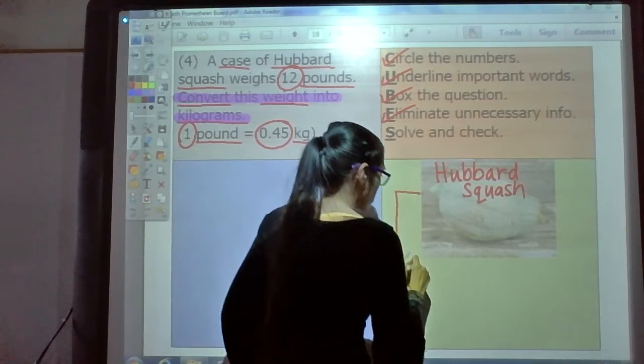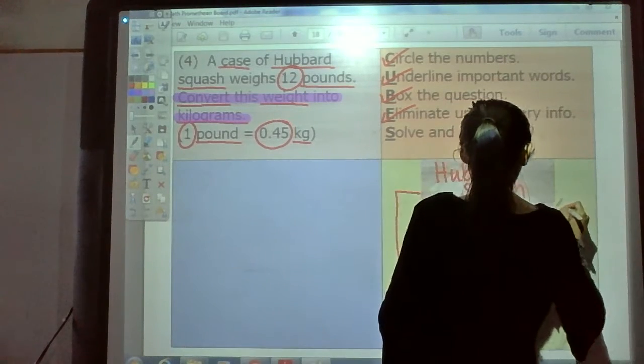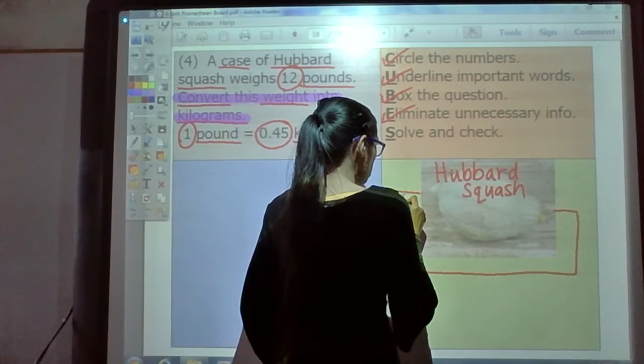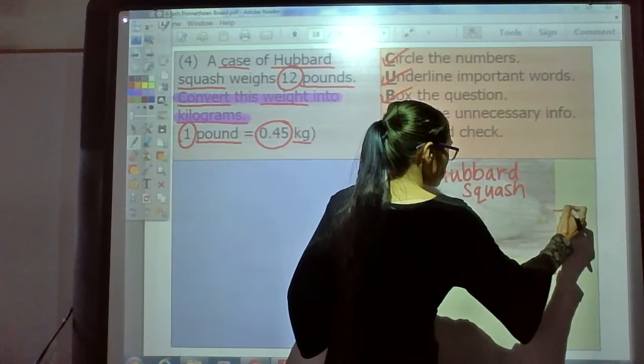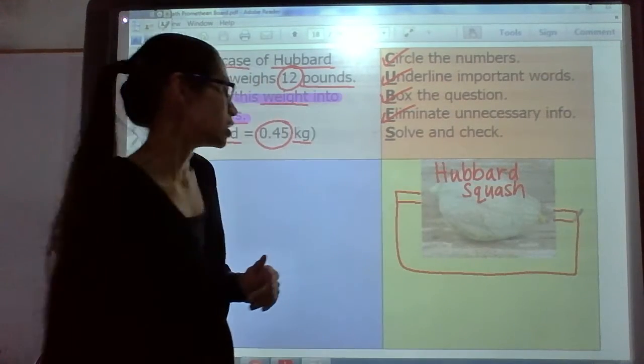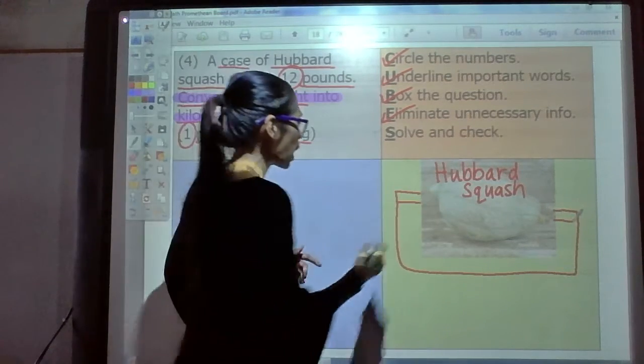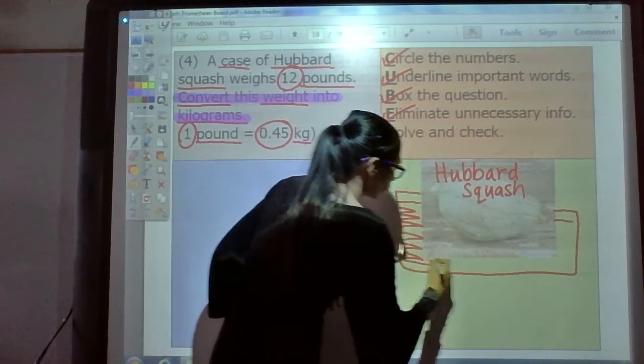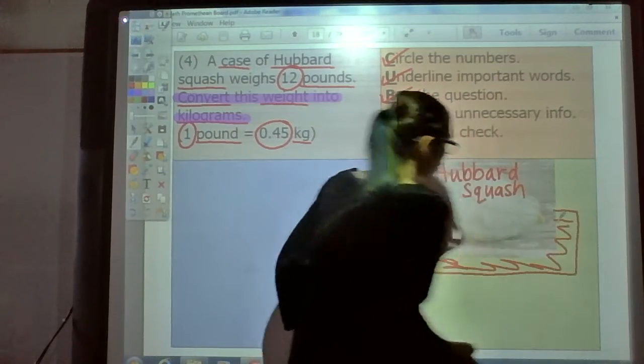I'm going to make a nice box for you, Hubbard squash. Now, there are other Hubbard squash in there, too. Oh, it's not an even box. That's okay. That is a box. Color that in. Bam, bam, bam. So we have a box of that.